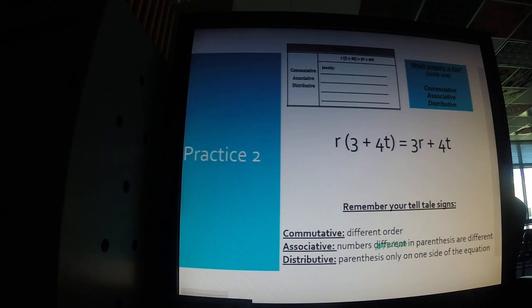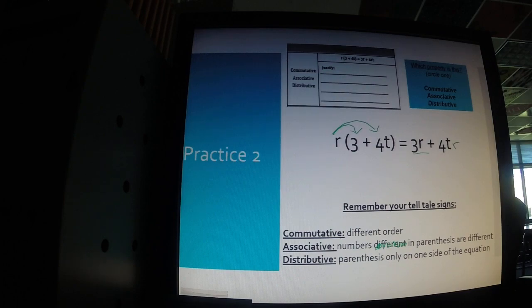Well, if I look over here, I have parentheses. But if I look over here, I don't have parentheses. And that, we already said, was a telltale sign of the distributive property. The parentheses are only on one side. So let's check and see if we multiplied. R times 3 does give me 3R. And R times 4T does give me 4TR.